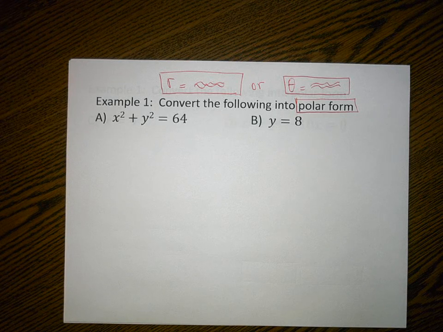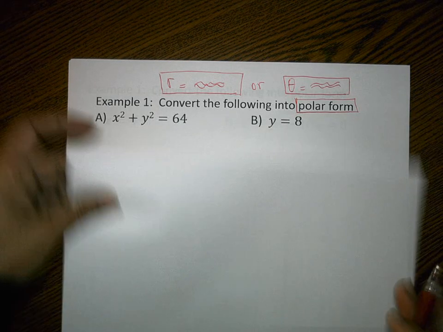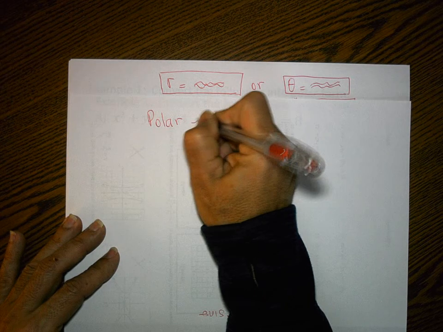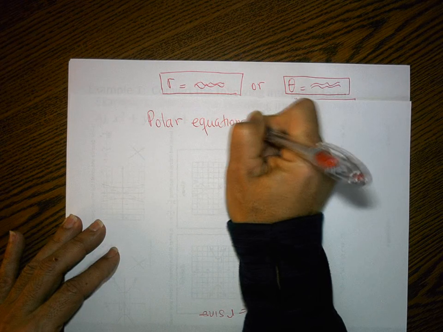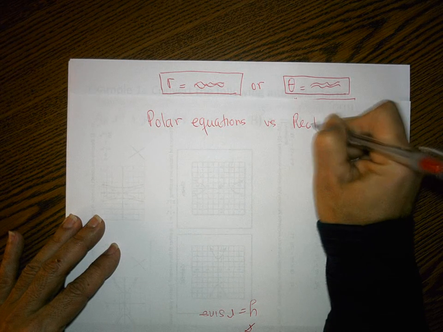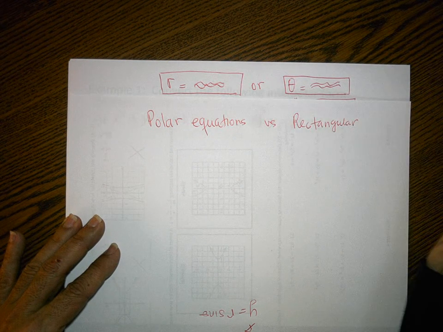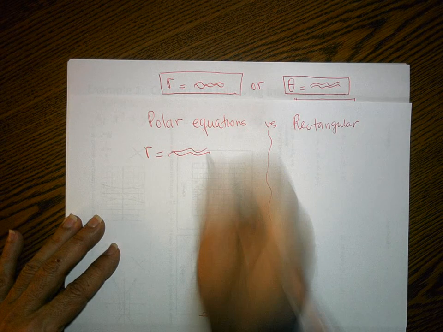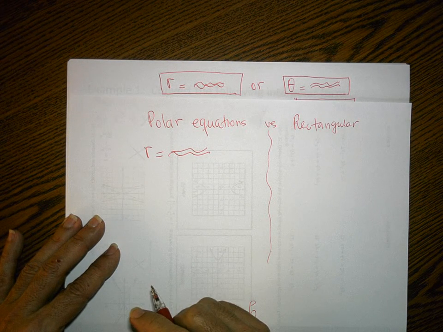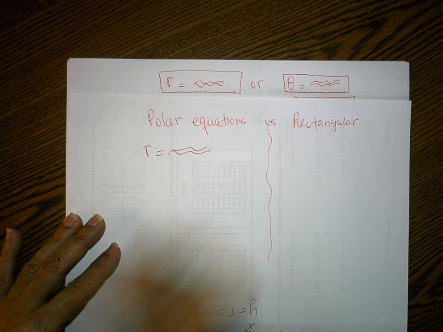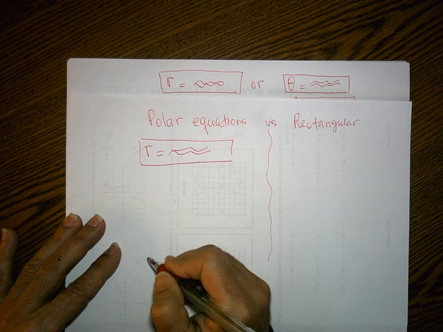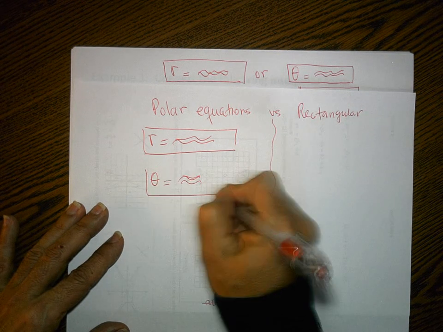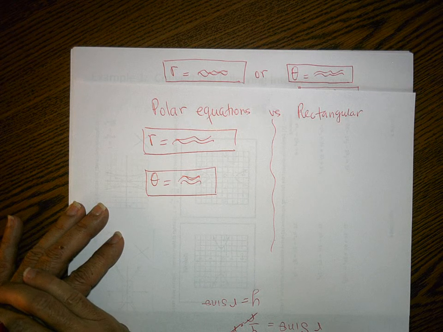All right, let me make a big deal in a different paper right here. Polar equations versus rectangular equations. In polar equations, it's always r equals something, whatever that is. As long as I can get r by itself, I wrote a polar equation. Or theta equals something. If I can get theta by itself, that is considered a polar equation.